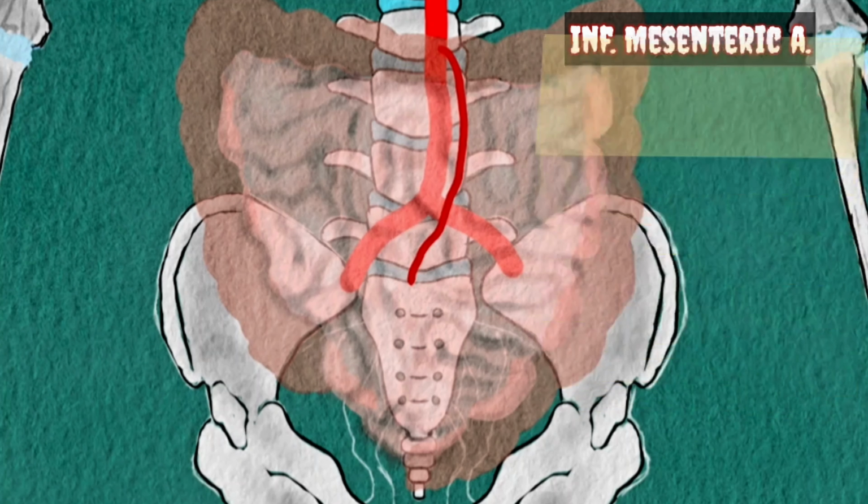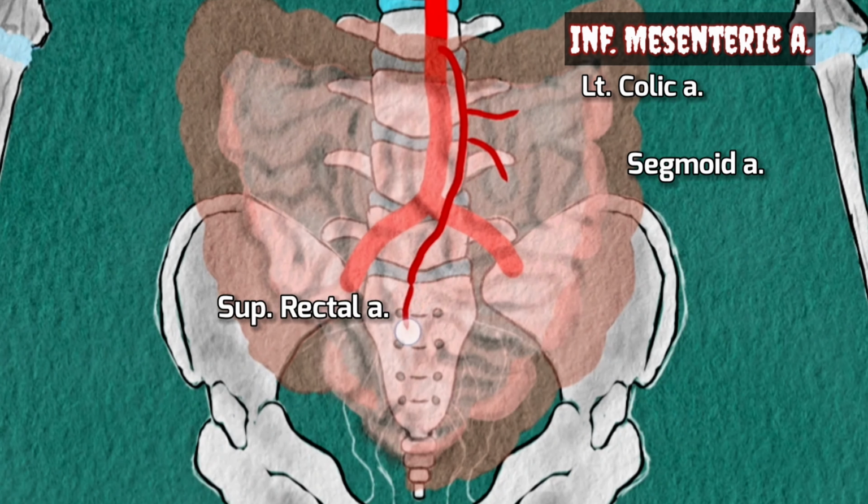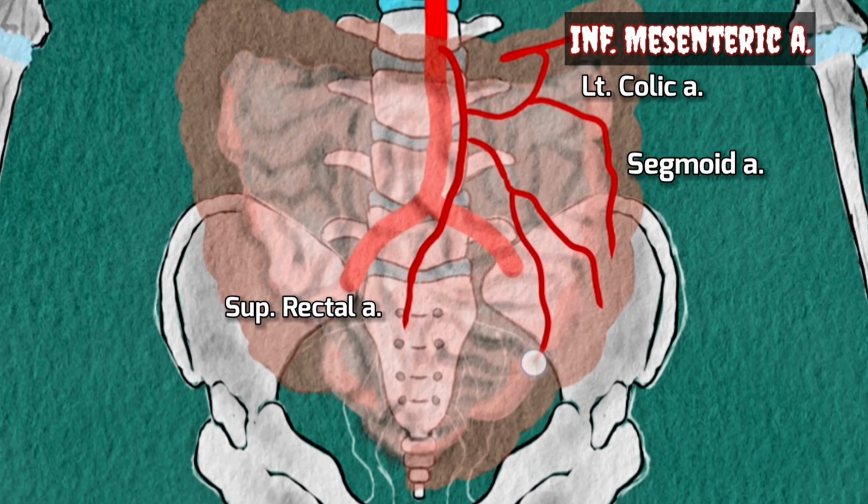There are three major branches that arise from the inferior mesenteric artery (IMA), which are the left colic artery, sigmoid artery, and superior rectal artery. The left colic artery divides into ascending and descending branches. The ascending branch supplies the distal 1/3 of the transverse colon and the upper aspect of the descending colon, as the descending branch moves inferiorly to supply the lower part of the descending colon. The sigmoid artery supplies the descending colon and the sigmoid colon.